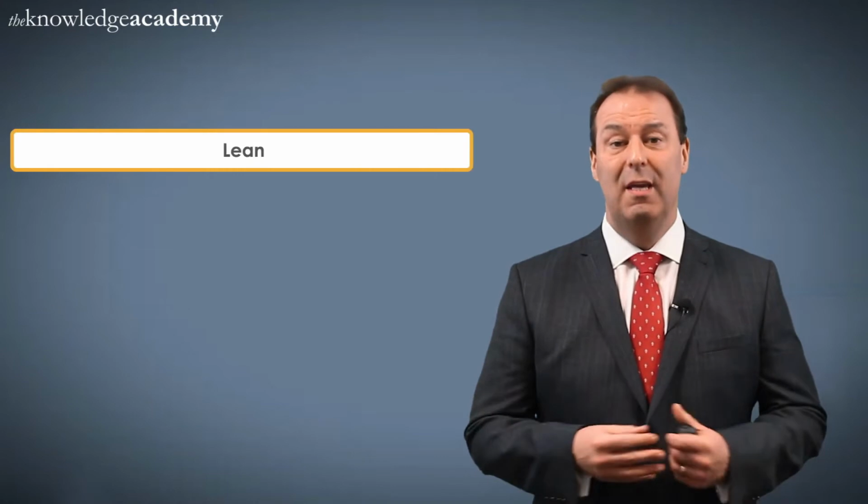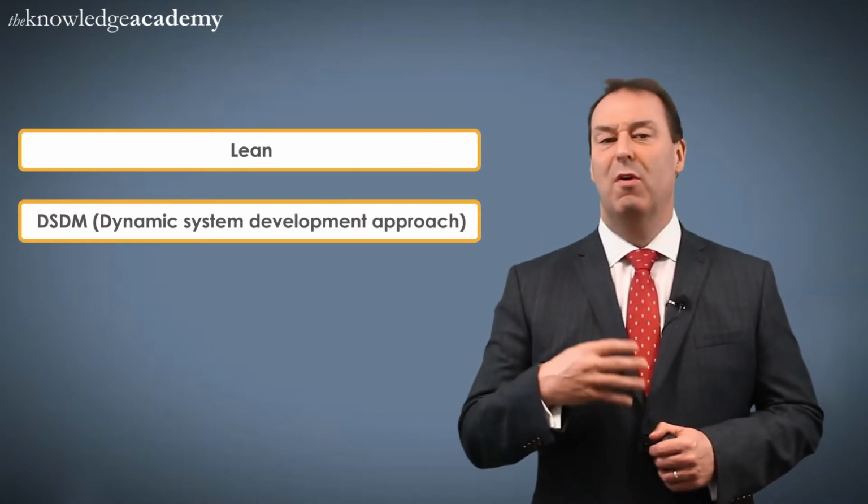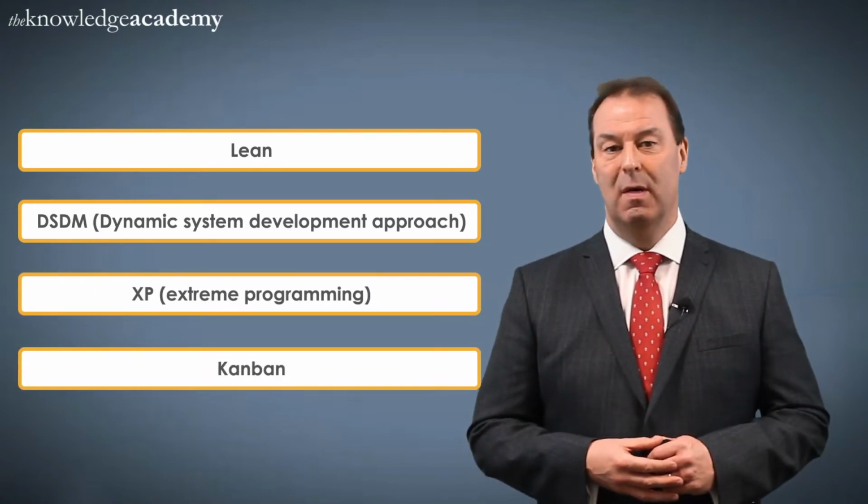Before we look into Scrum, let's first take a look at what some people call its parent, otherwise known as Agile. So what is Agile? Agile is an umbrella term to describe a family of methodologies designed to provide a lean project management. And these methodologies include elements such as lean, we've got DSDM, Dynamic Systems Development Method, we've got things like XP, we've got Kanban, and the list carries on.